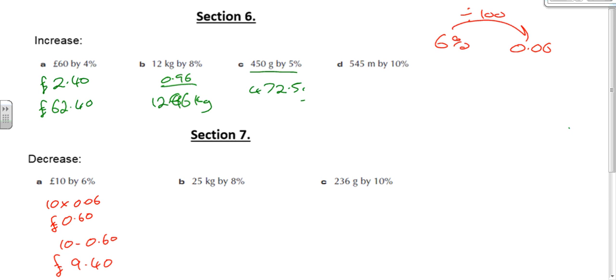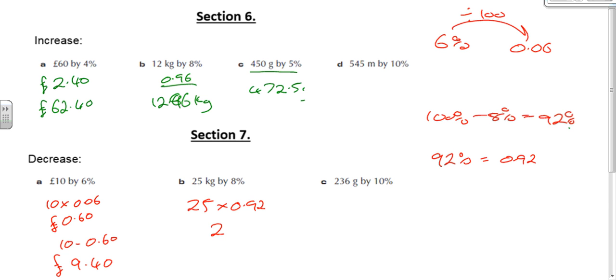The other way to do it, again, for B, if we start off with 100%, we're going to decrease it, so we're going to take away 8%, which equals 92%. So all we've got to do is find 92%. So 92% equals 0.92. So 25 times by 0.92 equals 23 kilograms.